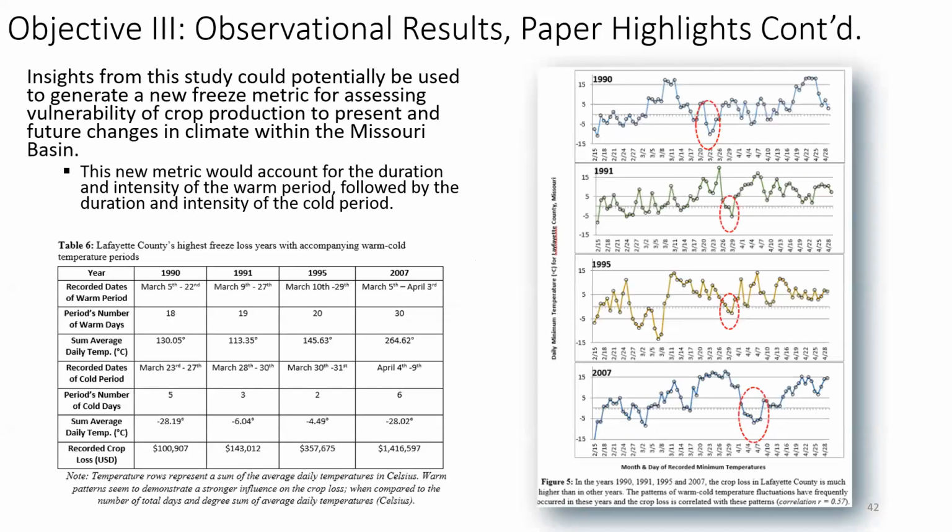Now, what we see here on the following slide is the meteorological data in the table and figure that pertain to Lafayette County. We can see on the right-hand side a time series of the temperature prior to the freeze event, as well as following the freeze event, and the freeze event itself. So the idea would be to generate a metric, or alter an existing metric, that could account for the duration and intensity of the warm period, which is out in front of the dashed red oval you see here, that would then be followed by the duration and intensity of the cold period.